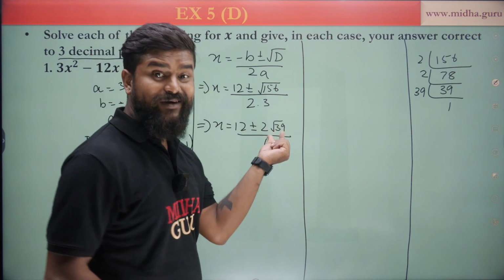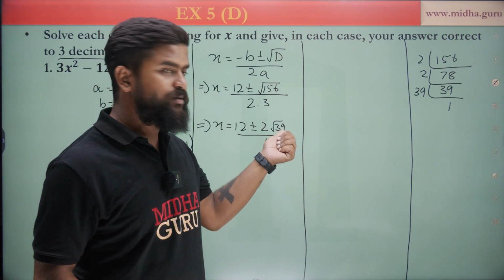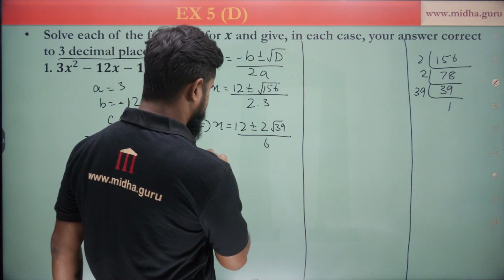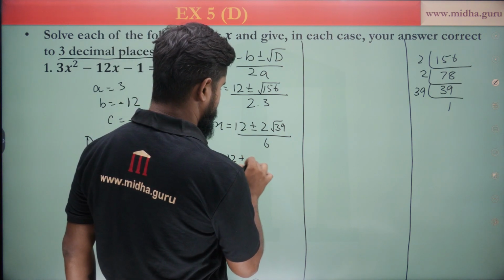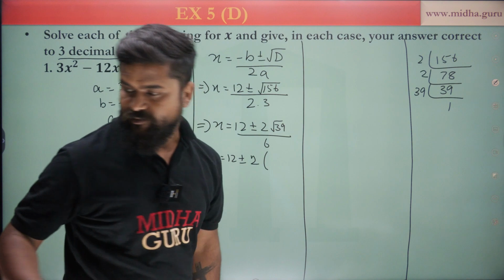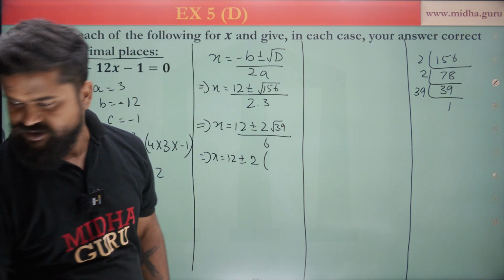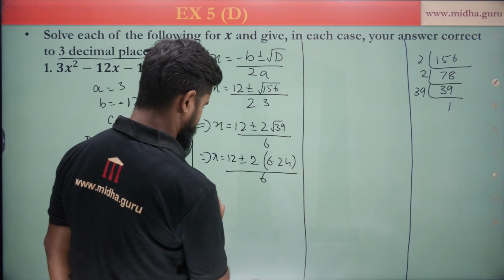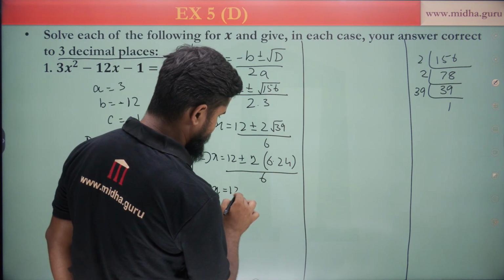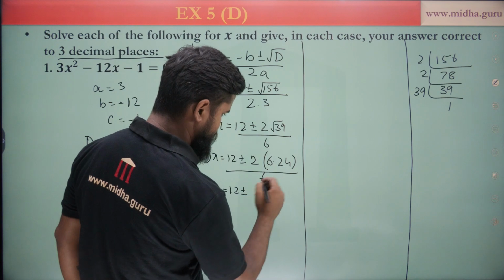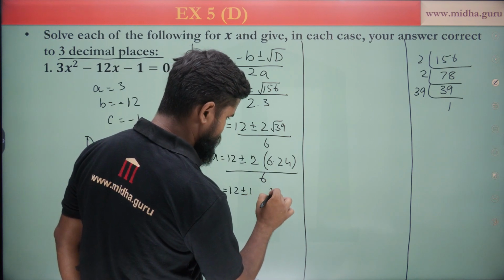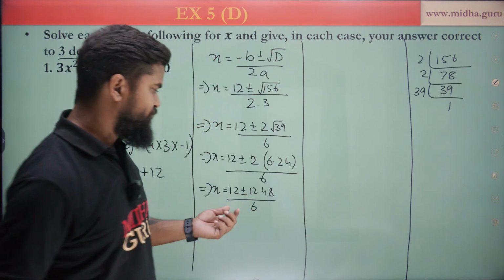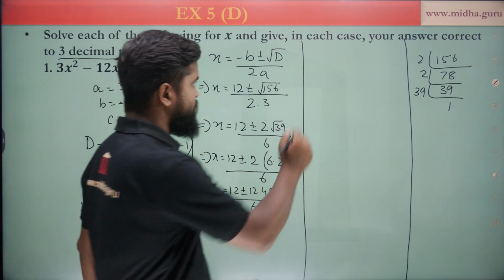Now to calculate this value in decimals, again we go back to our square root tables for the square root of 39. We see that the square root of 39 is 6.24. So we'll get 12 plus or minus, since it's 2 times 6.24, I get 12.48. So it is 12 plus or minus 12.48 by 6.